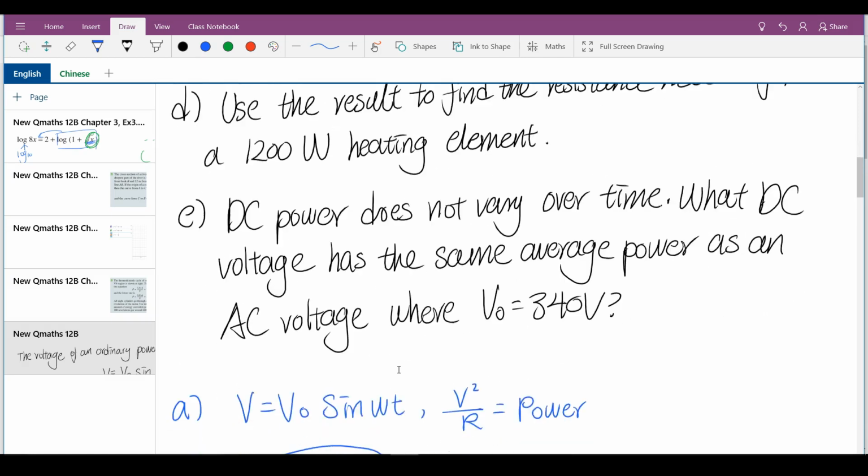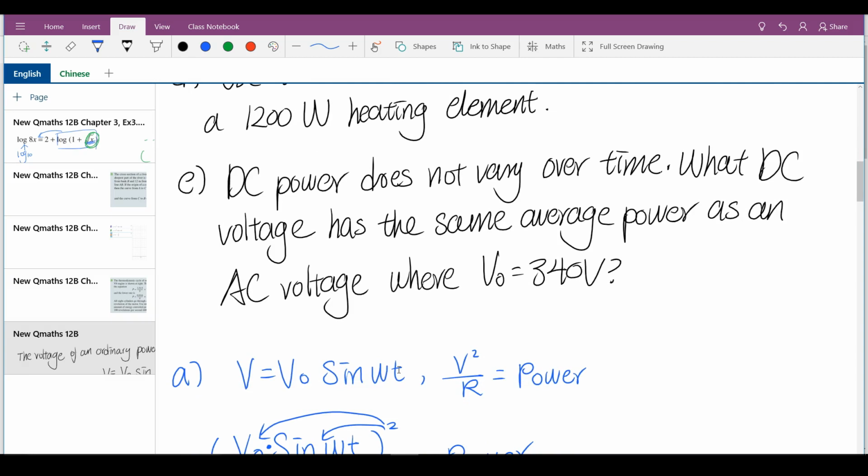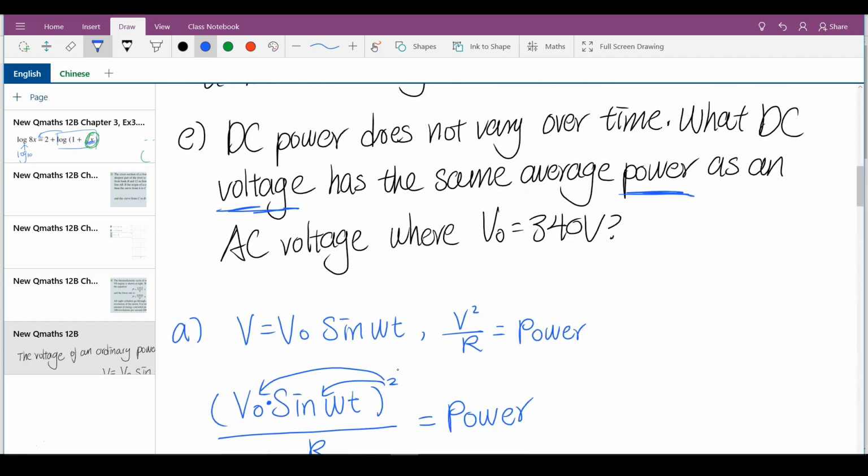Last bit, right? DC power does not vary over time. Direct current. What DC voltage has the same average power as an AC voltage where V0 is equal to 340 volts? So we're looking for what DC voltage has the same average power as an AC voltage where V0 equals 340 V.